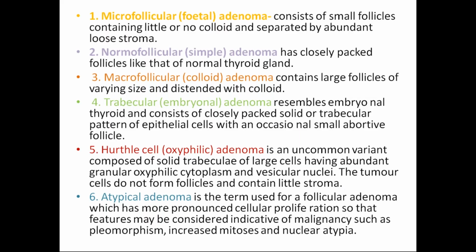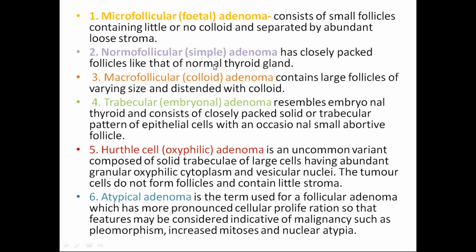So histologically, there are 6 patterns of follicular adenoma: microfollicular adenoma, normofollicular adenoma, macrofollicular adenoma, trabecular adenoma, Hurthle cell adenoma, atypical adenoma. So you just remember all the names of these 6 types. So in case of microfollicular adenoma, there are very small sized follicles with little or no colloid and separated by abundant loose stroma.